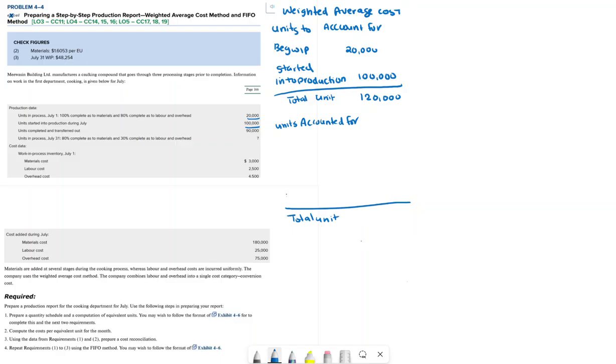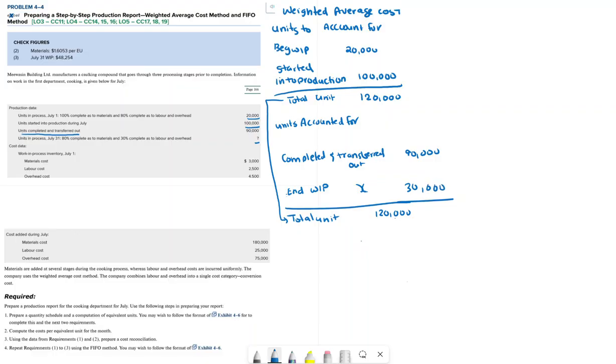And we have ending work in process. They did not tell us that, but they told us units completed and transferred out. They told us this is 90,000, and this is going to be my X. If I take 120 minus the 90, that will be your 30,000. So we already figured out my X is 30,000.